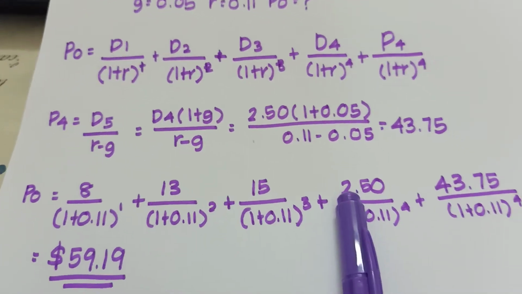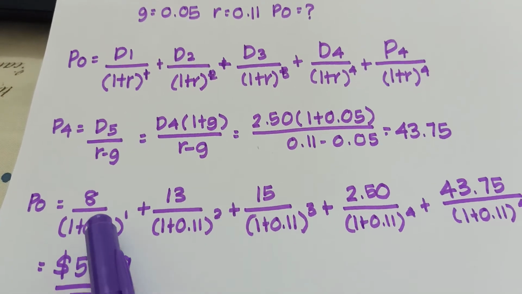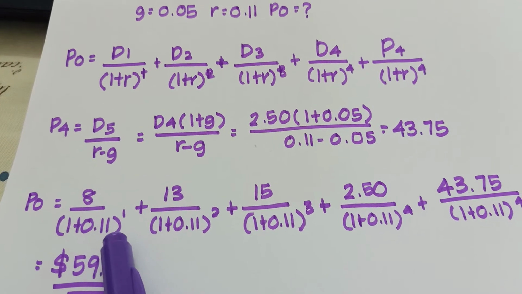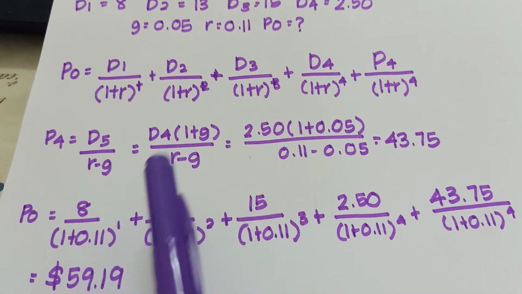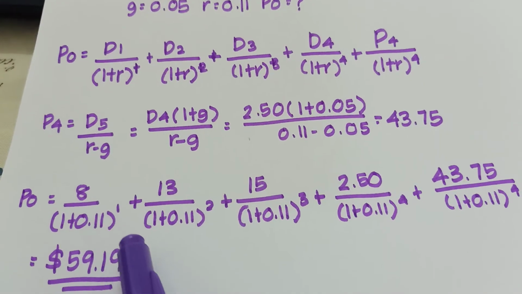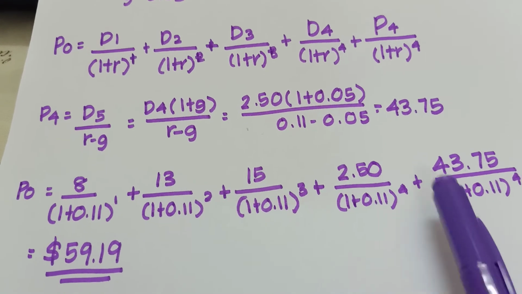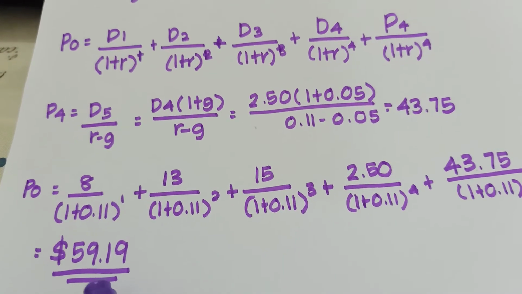Okay, so you plug in the numbers here. P4 divided by 1 plus 0.11. So r is the required return, to the power of 1, and then you calculate and you will get 59.19.